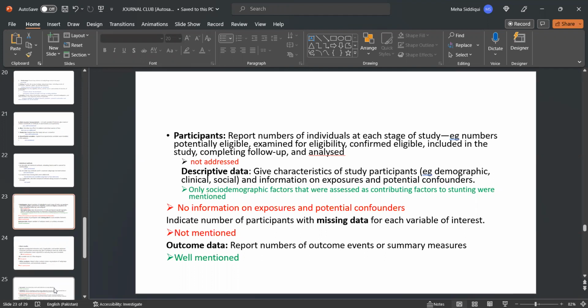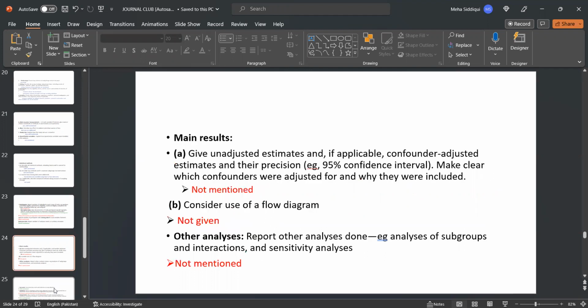Outcome data, report number of outcome events or summary measure. Yes, it is very well mentioned. Main results, give unadjusted estimates and applicable confounder-adjusted estimates and their precision. So it is not mentioned.